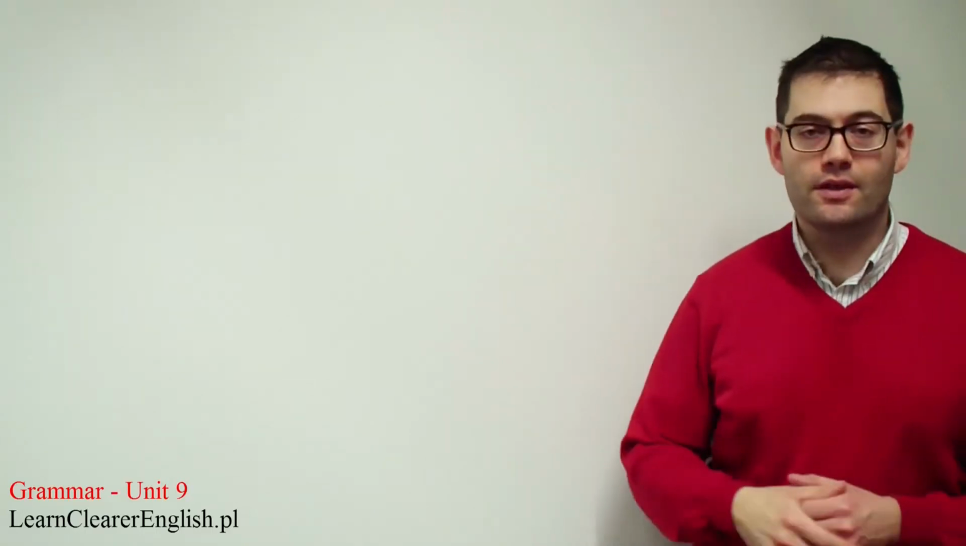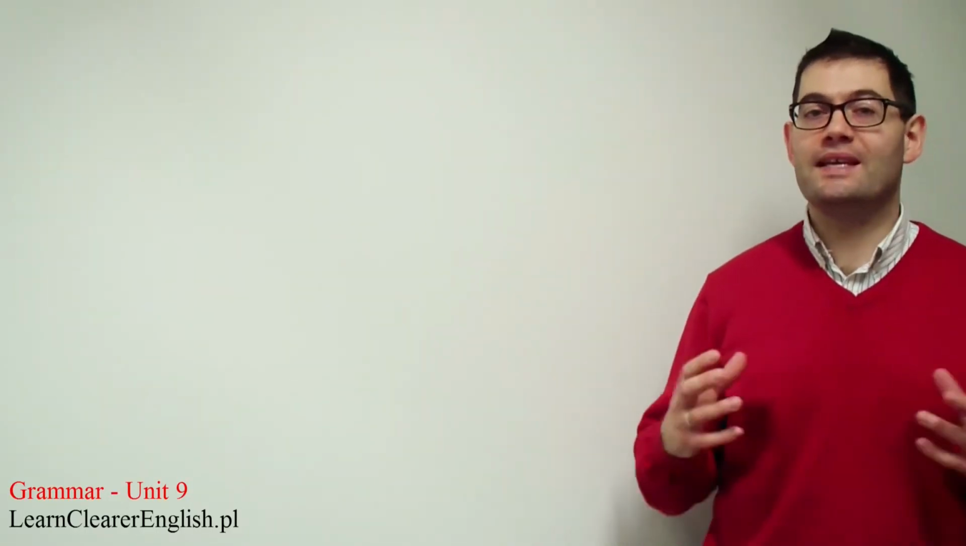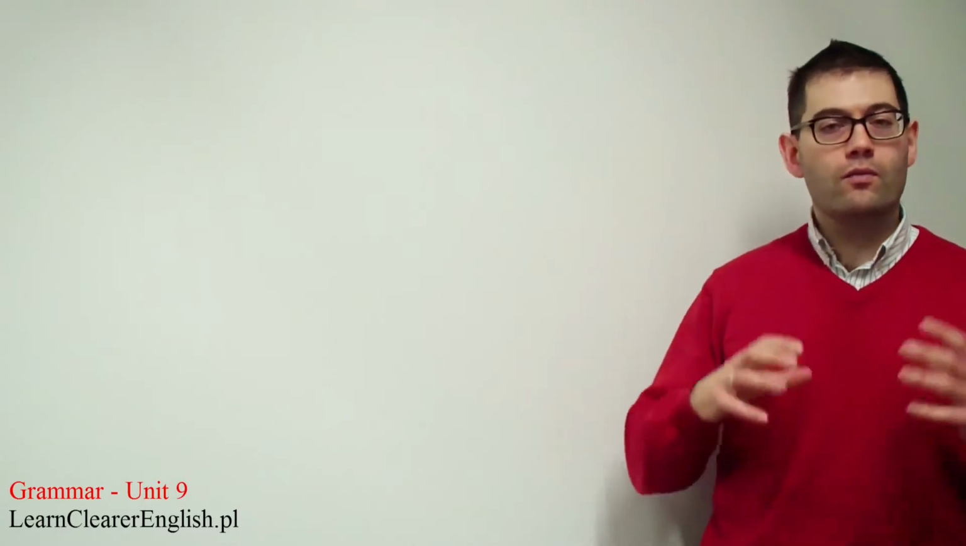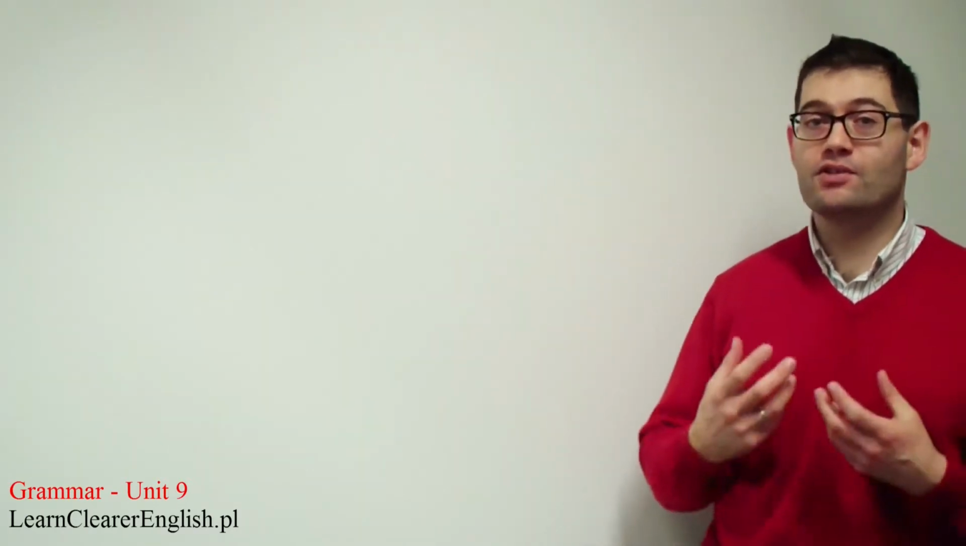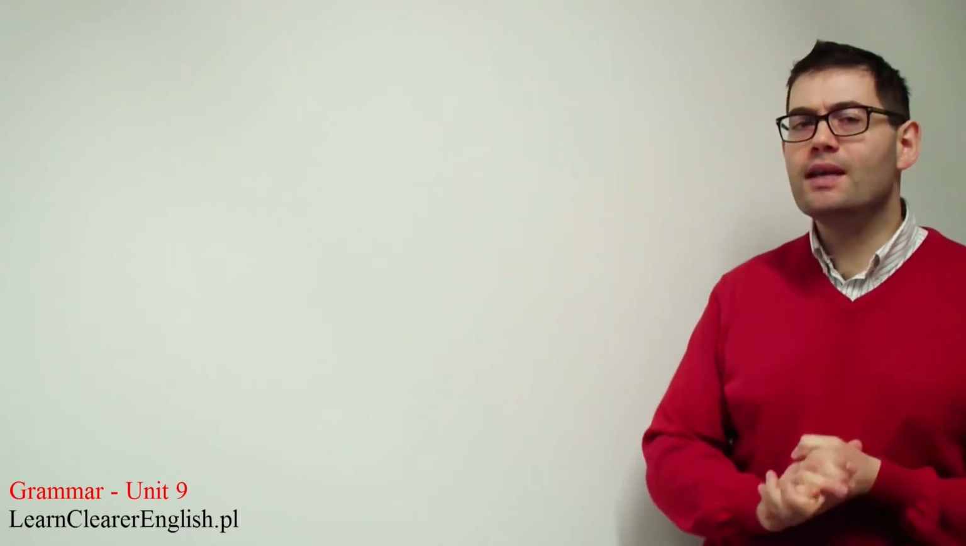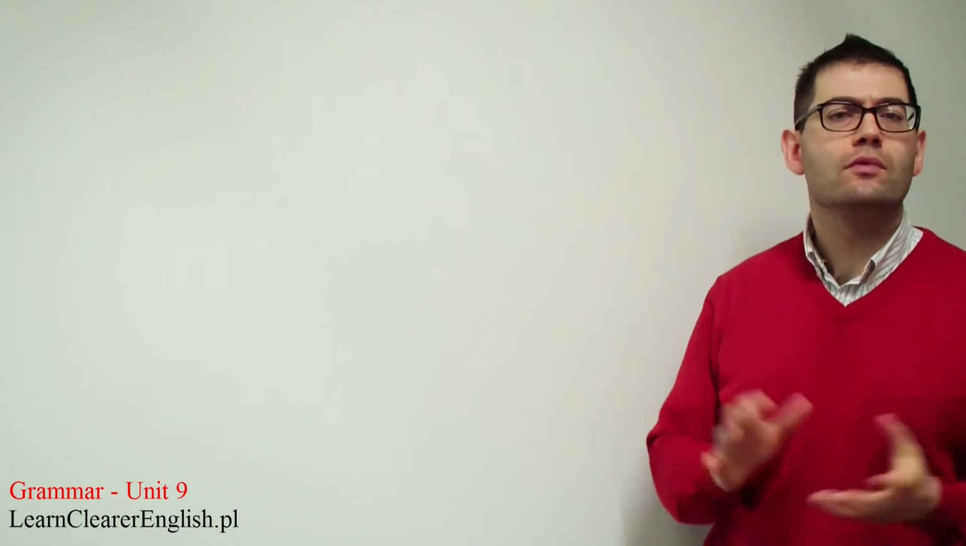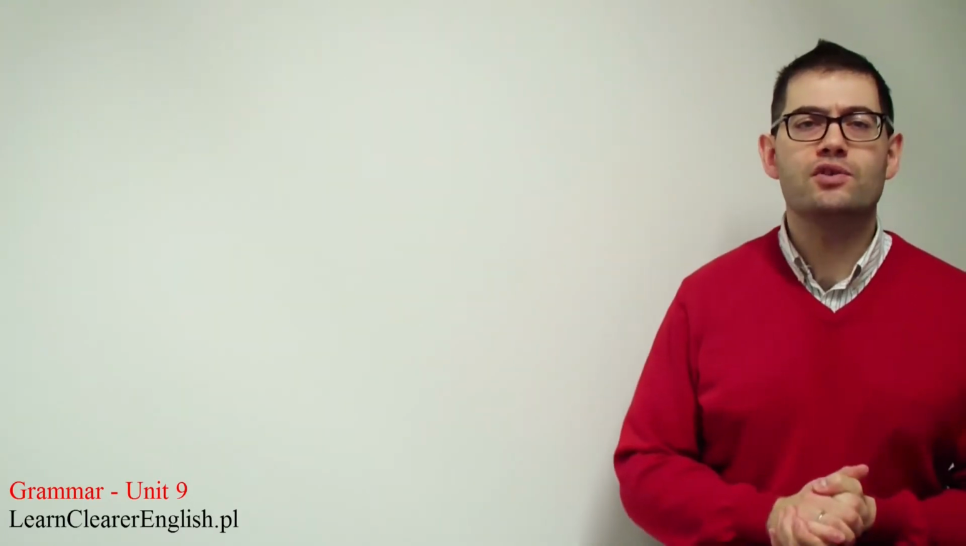In the last unit, we had a look at the QUASM and ASM structure. When we use those structures to form questions, we form direct question forms. So, in this unit, we're going to have a look at indirect question forms. Why would we use an indirect question form?